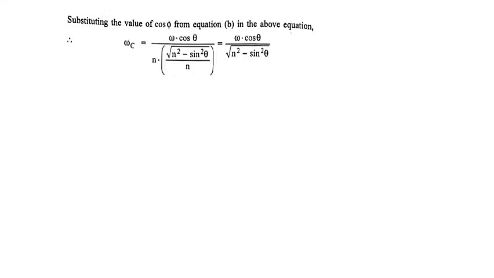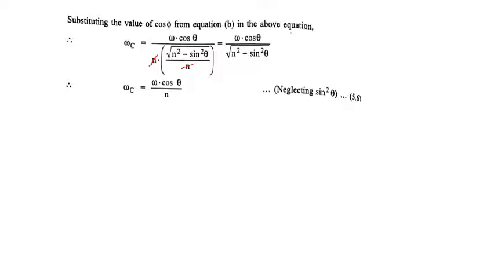So what happens, omega c is equal to omega cos theta divided by n into root of n square minus sin square theta divided by n. So here n gets cancelled, therefore omega into cos theta divided by root of n square minus sin square theta. So omega c becomes omega into cos theta divided by n.